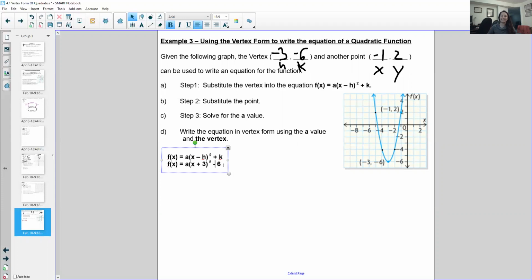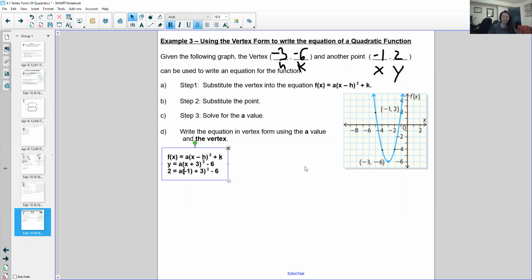Now, I've got to figure out what my a value is, so I'm going to take my other point and plug it in for x and y. Now remember, f of x is just another way to write a y value, so that's really our y. So let's go back. We're going to copy this down one more time. Step 1 would be substituting your vertex. Step 2 is substituting your point. So I'm going to plug in y equals 2, and I'm going to plug in x equals -1.